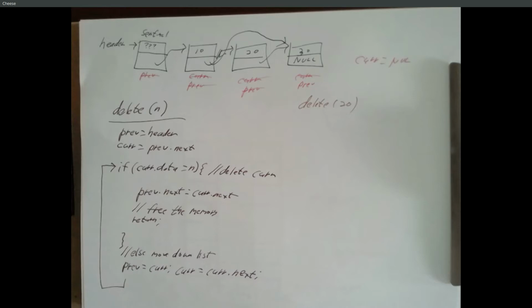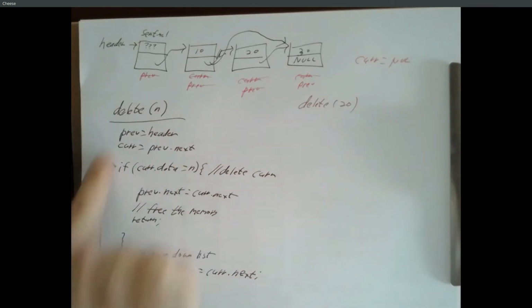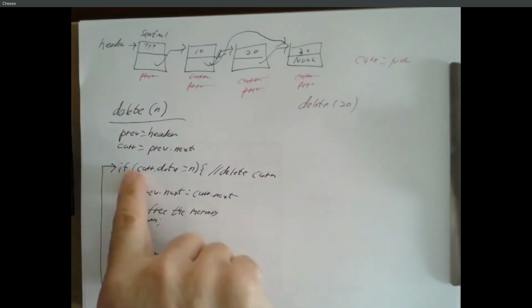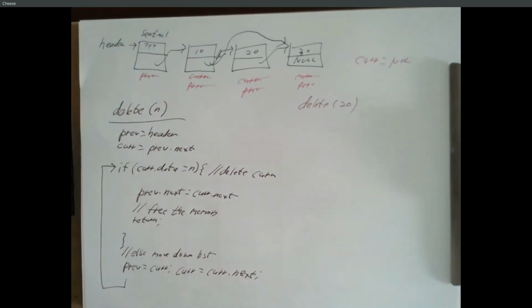But if you're lazy like me, there's an even easier way to deal with this, which is before you do any of this, call your search function. See if n is in your list. And if it's not, don't even bother with the rest of this. And if it is, you're guaranteed that eventually it's going to find it. So you can do it either way. Okay, but that's the gist of a delete function.